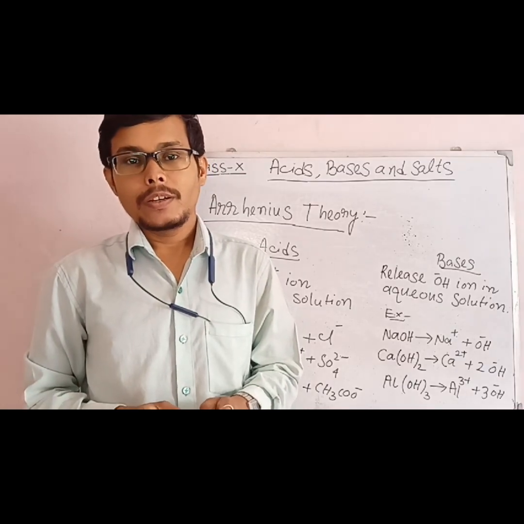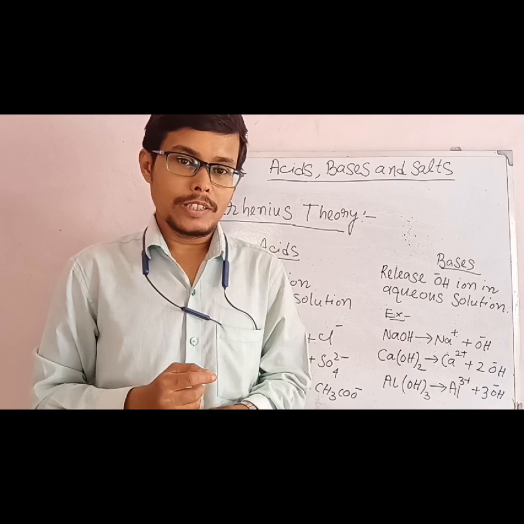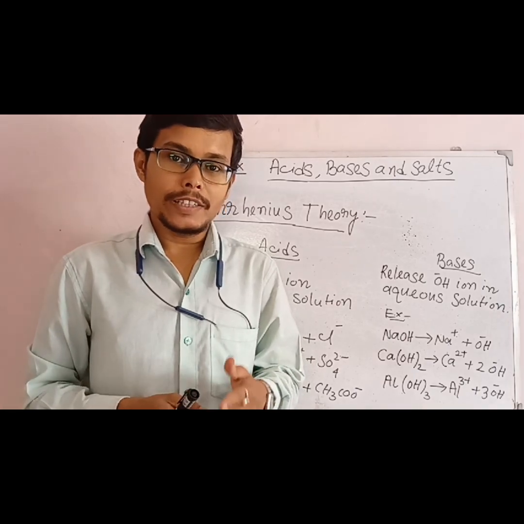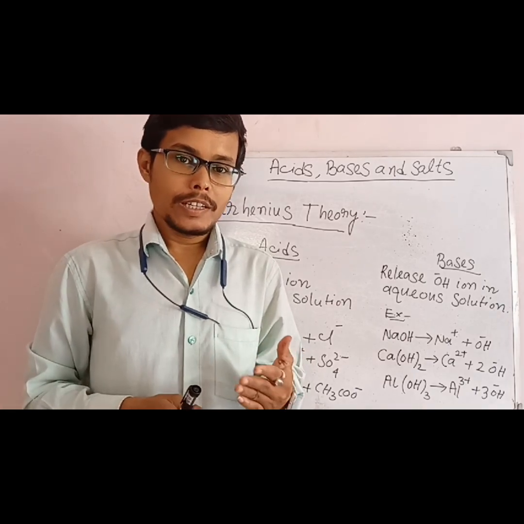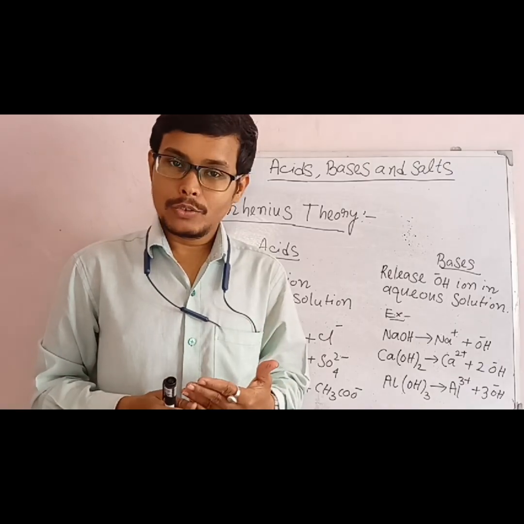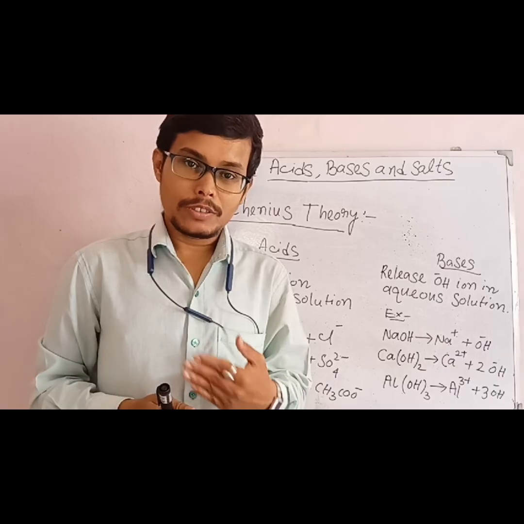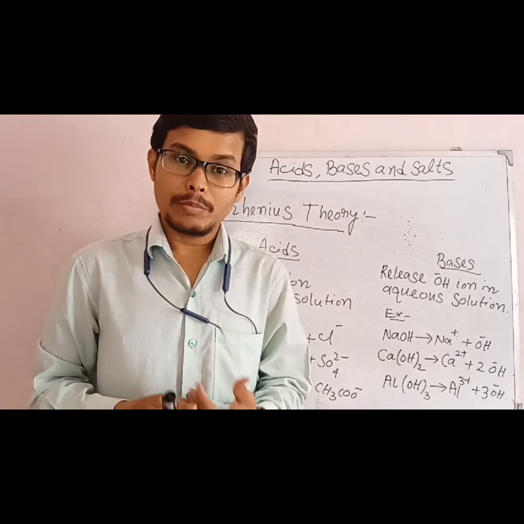If we take just one example, litmus changes its color in the acidic solution. The blue litmus changes into red in the acidic solution, and in the basic solution the red litmus turns into blue in color. So these are the basic ideas.